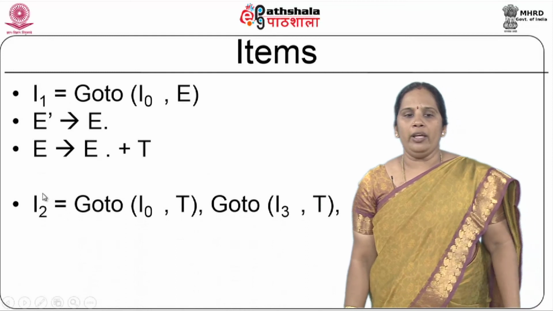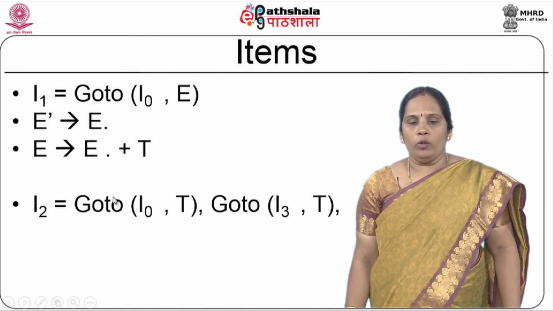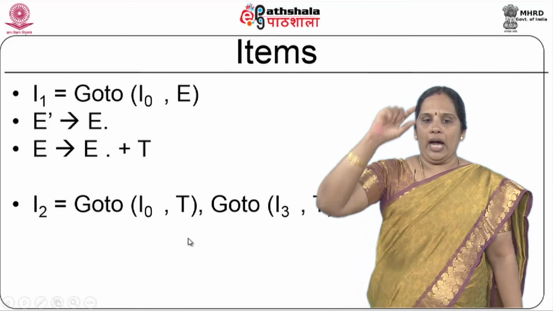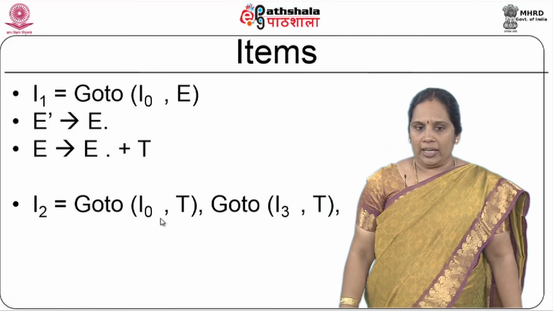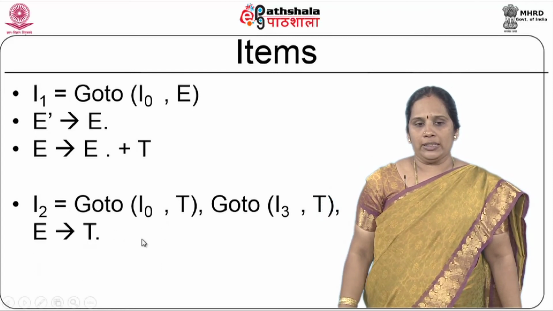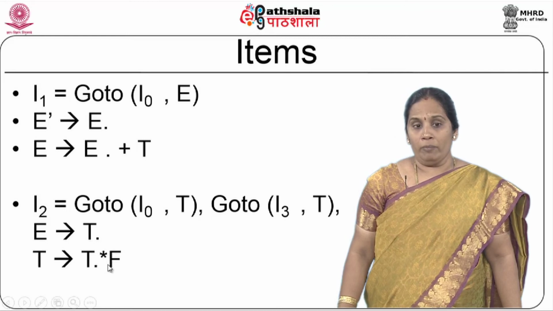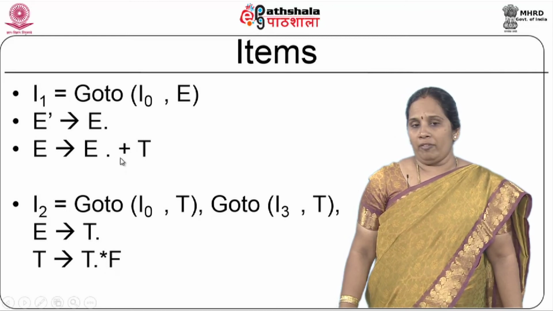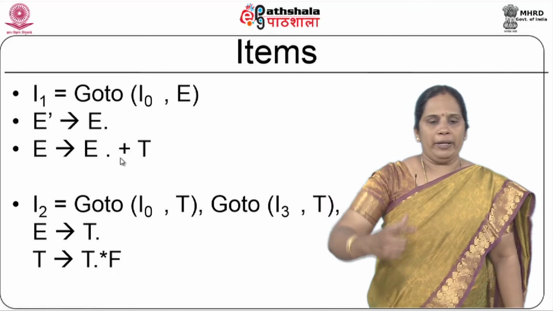Then I2 will be go to of I naught comma T. Looking at the RHS, wherever there is a T appearing after the dot, I have to take that and shift the dot by one position to the right. So, E produces T dot, T produces T dot star F. Now, here there is a star appearing after the dot, so no problem. Here also there is a star appearing after the dot, there is no problem. Had this been a non-terminal, I would have to repeat the process.